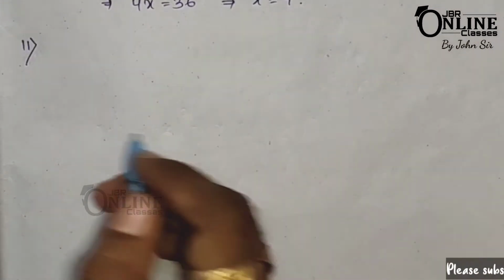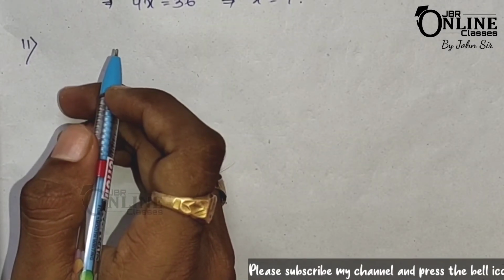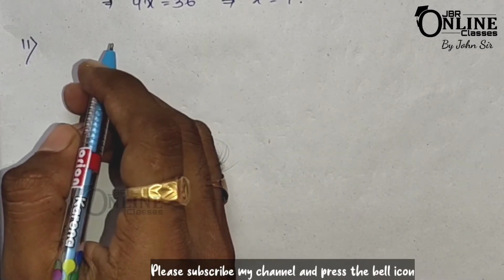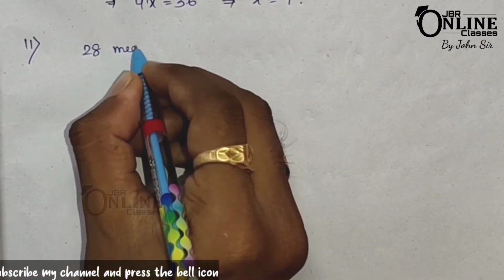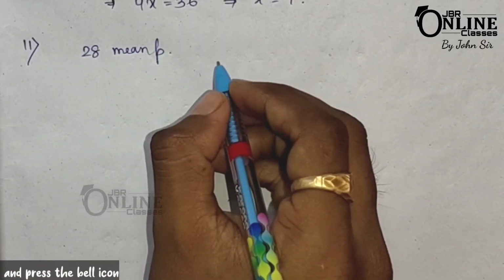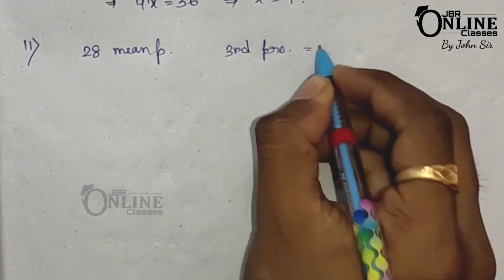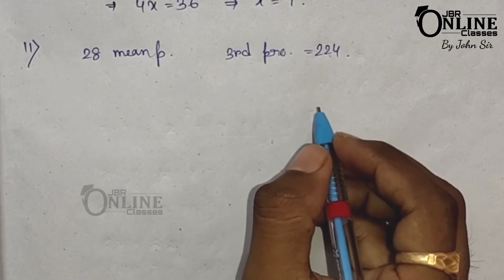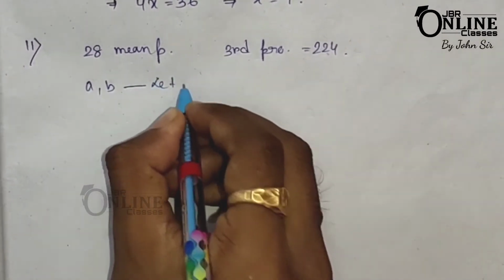Now sum number 11. In sum number 11, find two numbers such that the mean proportional between them is 28, and the third proportional is 224. So suppose the two numbers are a and b.